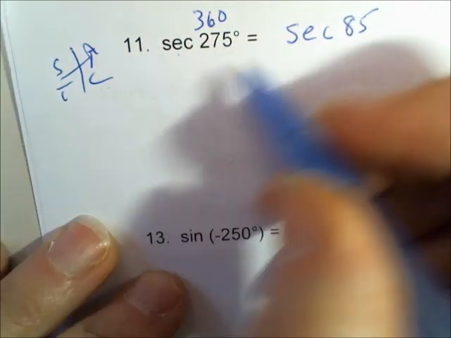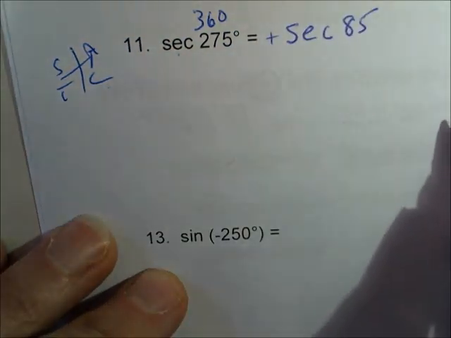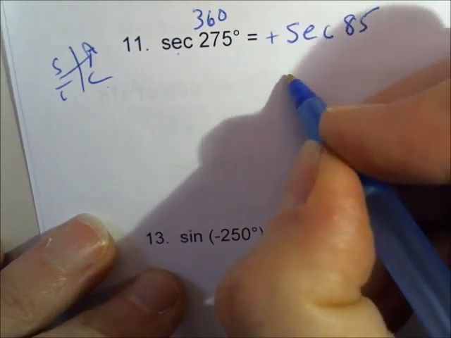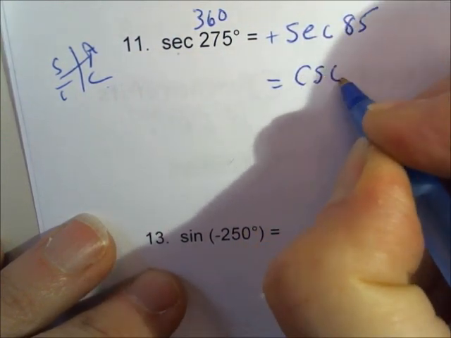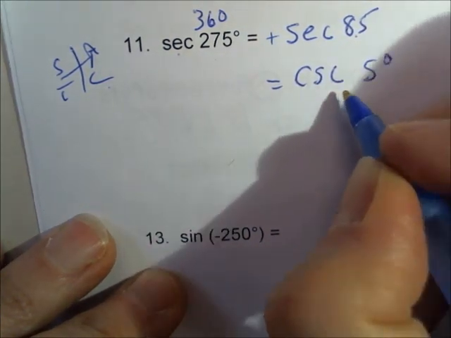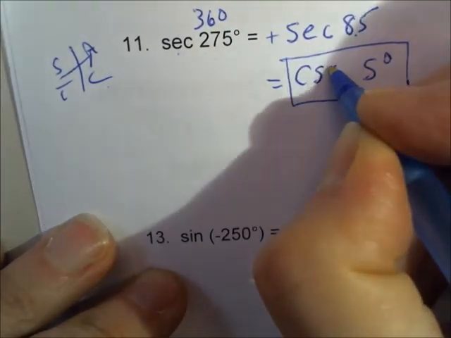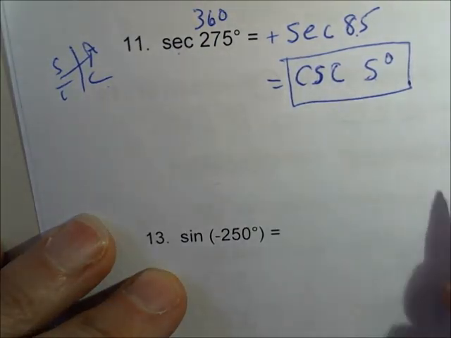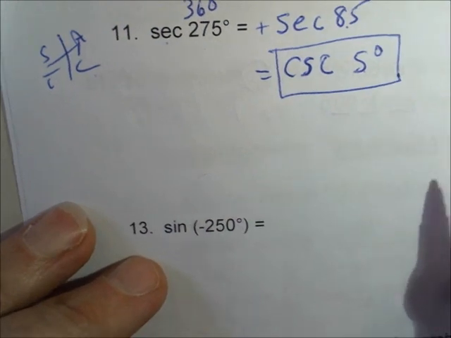And all students take chemistry says secant and cosine are both positive. And the cofunction of secant is the cosecant. And the complementary angle of 85 degrees is 5 degrees. So there would be your final answer. The cosecant of 5 is the same thing as the secant of 275. Check that on your calculator.